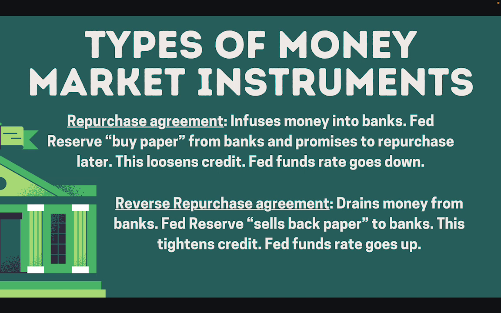Okay? Repurchase agreement gives money to the banks, loosens credit, federal fund rate goes down. Reverse repurchase agreement is going to drain money from the bank, tightening of credit, and the federal fund rate is going to go up.